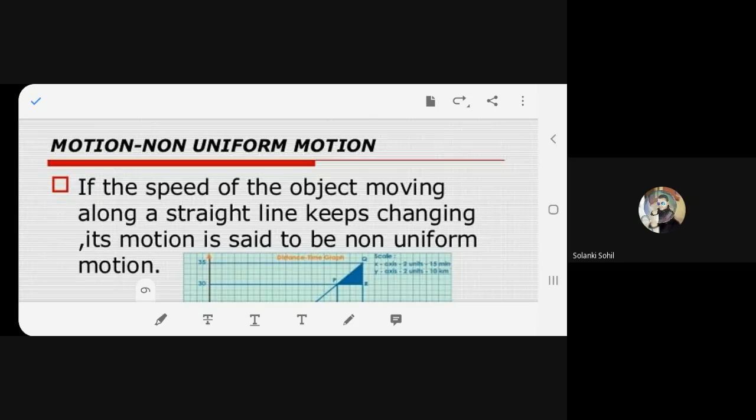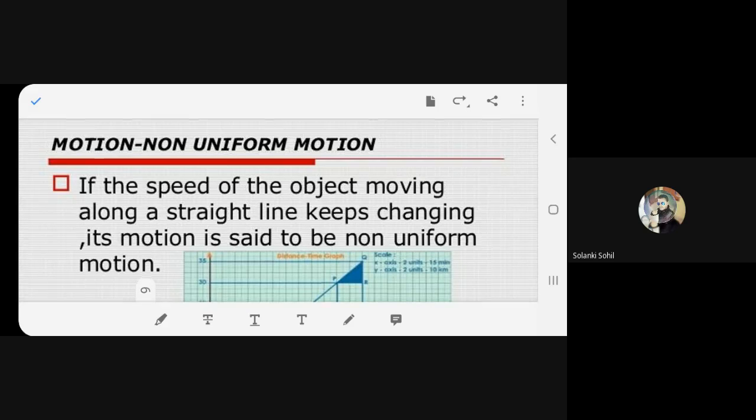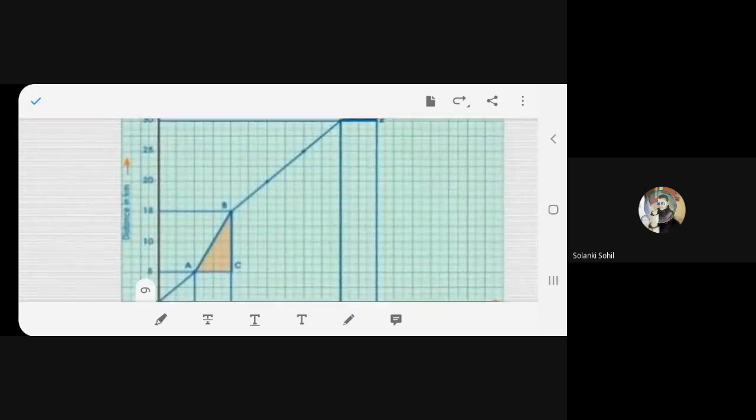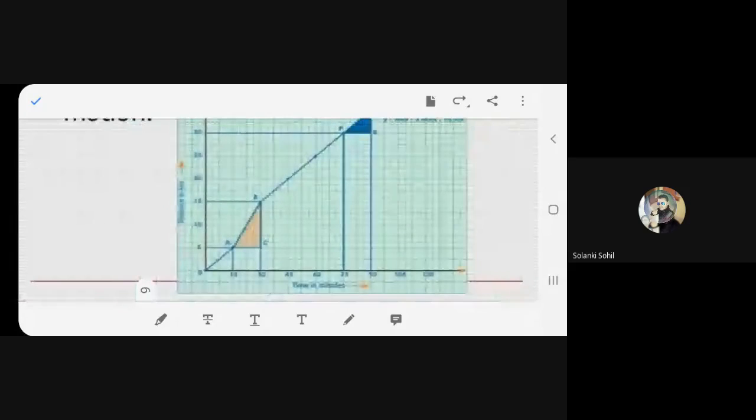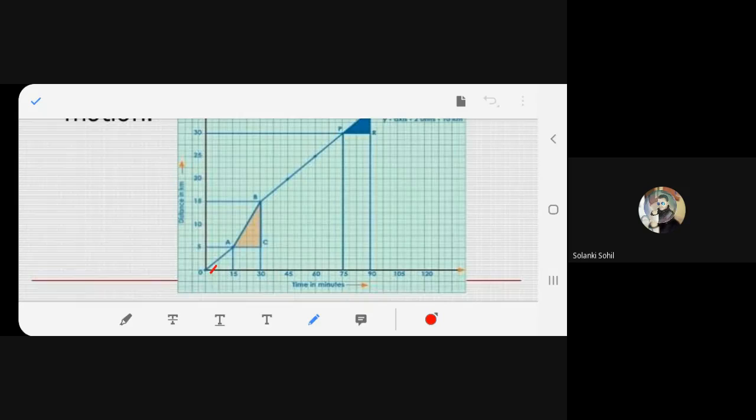Non-uniform motion. If the speed of an object moving along a straight line keeps changing, its motion is said to be non-uniform motion. Now you see, this line is straight, and again it changes. Can you see this? And again it changes. So this is non-uniform motion. What will be uniform motion? If it becomes a straight line.